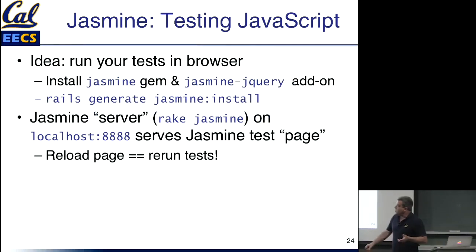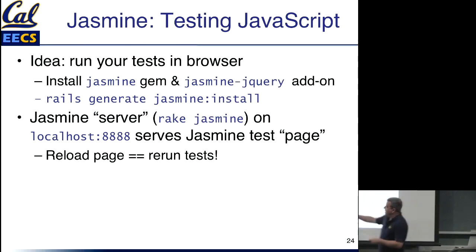And the way Jasmine solves this, it just runs your tests in a browser. There's a gem that you install. You start the Jasmine quote-unquote server. And basically now, whenever you visit this special port on localhost, what it will serve is a page constructed by Jasmine that contains all of the code required to run your tests. And if you reload that page, it's like rerunning all of your tests, because when you reload the page, you get a new global object, et cetera, et cetera.